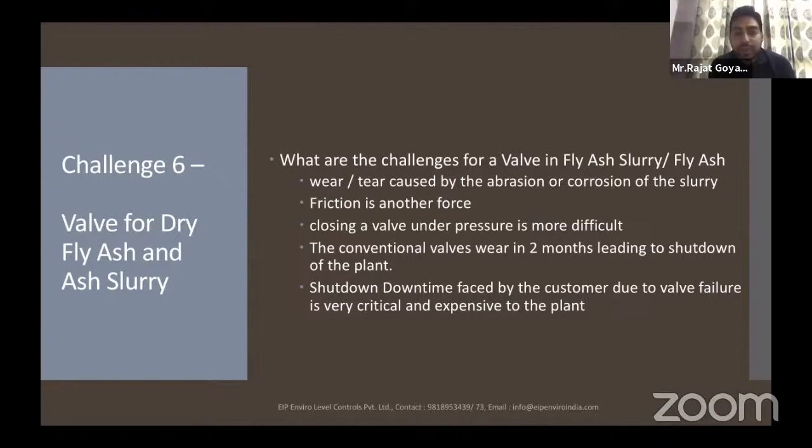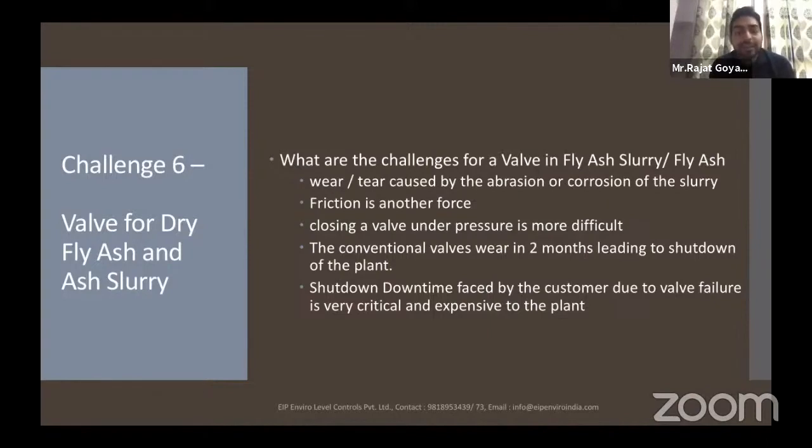And fly ash is a very abrasive slurry. So generally, in 2 months' time, conventional knife gate valves tend to wear down, and every 2 months the customer has to take a shutdown and replace the seat, gate, and the body. This is one of the challenges the customer is continuously complaining to us about, and this shutdown time is quite long because these valves are heavy and replacement takes a lot of time.